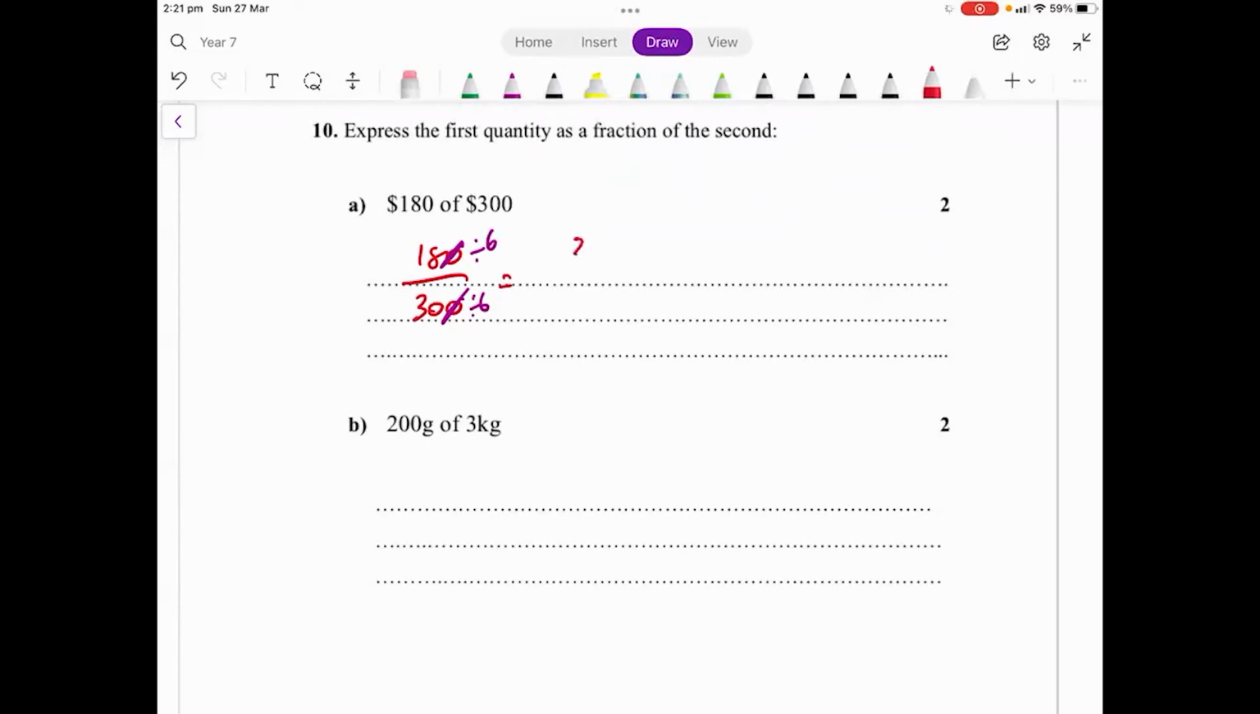For the second question, they're not both the same units, so we need to convert them to the same units. 3 kilos is 3,000 grams, so we can write 200 over 3,000. Now we cancel out 2 zeros each, that's like dividing by 100. And we get 2 over 30. We can simplify that, divide by 2, divide by 2. That gives us 1 over 15.